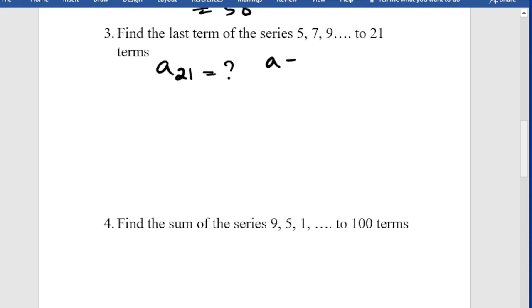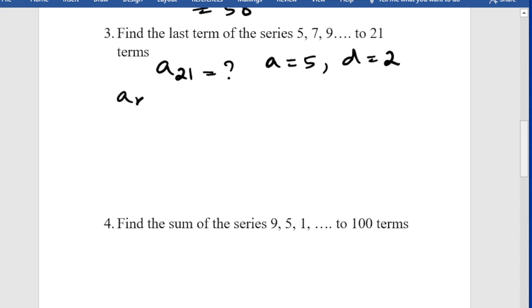Okay. So here A equal to 5 and D equal to 2, 7 minus 5 or 9 minus 7. It is 2. So, as we did before, totally there are 21 terms in the given series. We have to find the last term. The last term is nothing but the 21st term.